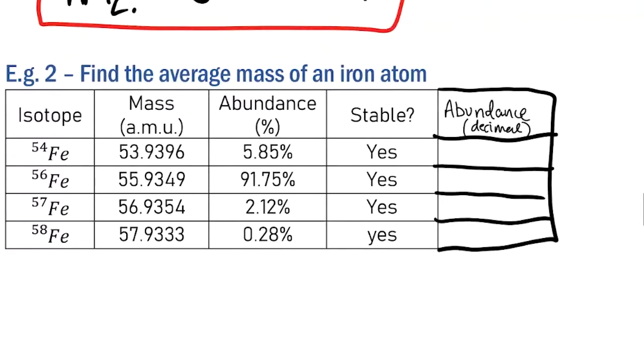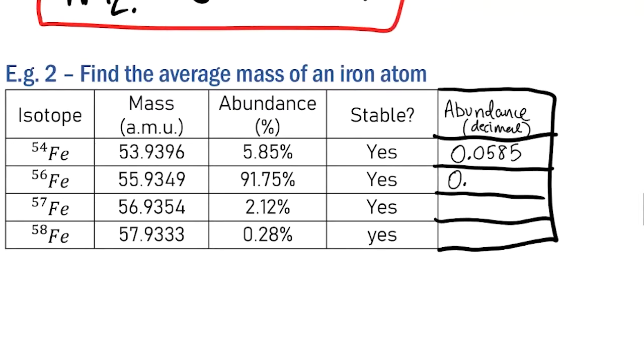but they're not equally common. You can see that iron-56 is by far the most common one, and that everything else ranges from 6% all the way down to just about a quarter of 1%, so very low. So let's take a look. What does 5.85% become as a decimal? Hopefully you all shouted out, yeah, 0.0585.